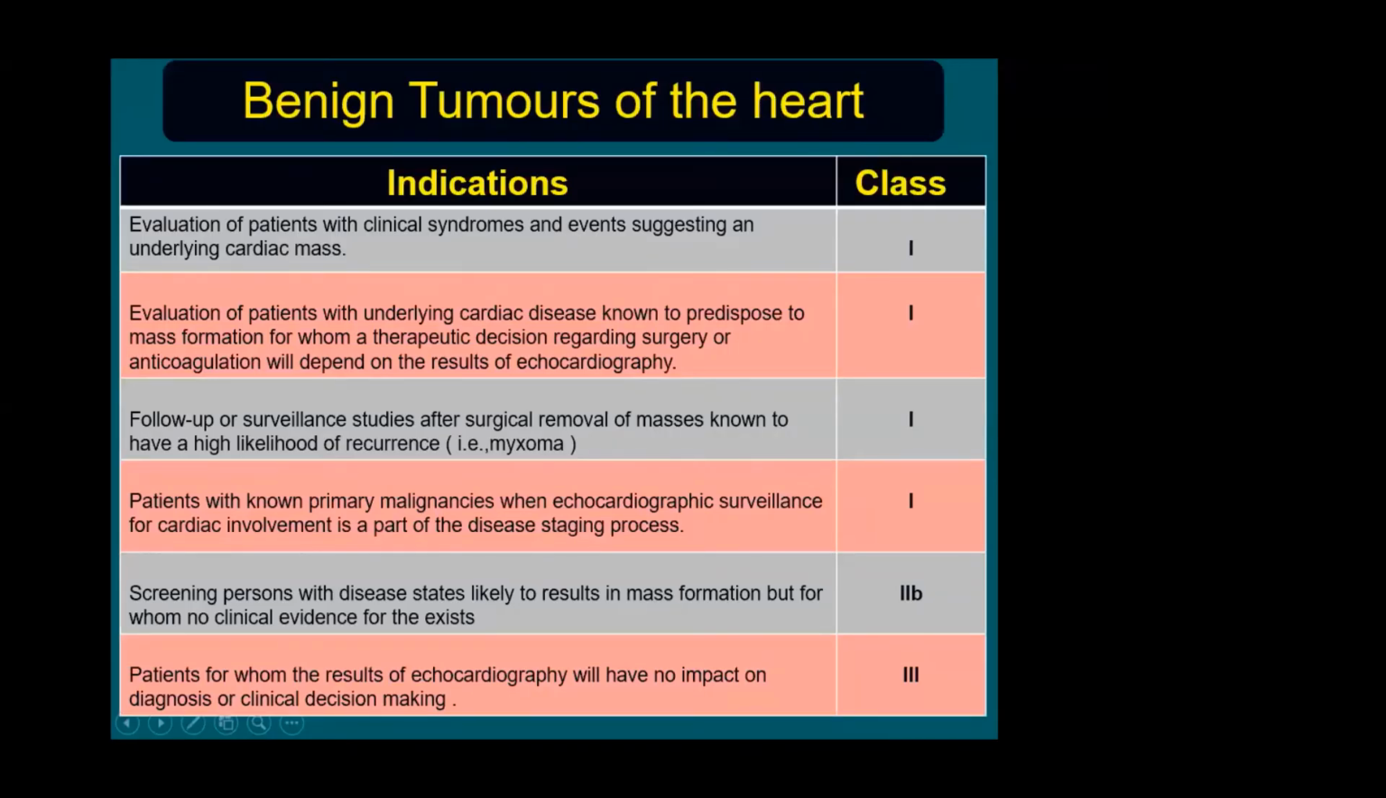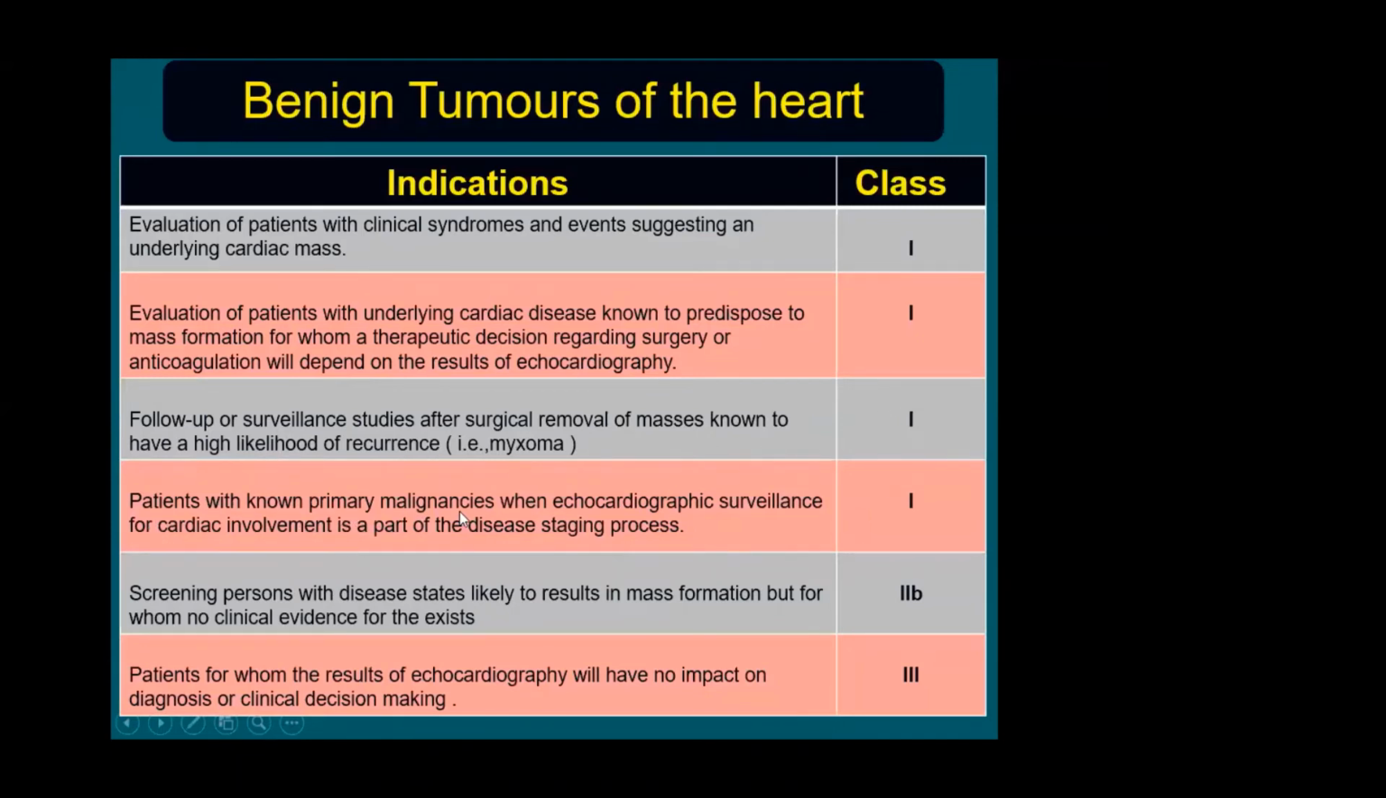So the indication for doing a transesophageal echocardiogram is class 1 in any patient in whom you are suspecting a clinical syndrome with a cardiac mass. In any patient when the underlying cardiac disease is known to predispose to mass formation, for whom a therapeutic decision regarding surgery and anticoagulation will depend on the results, then it is a class 1. A follow-up or surveillance of studies after surgical removal of mass known to have a likelihood of recurrence, like a myxoma, it is a class 1 indication.